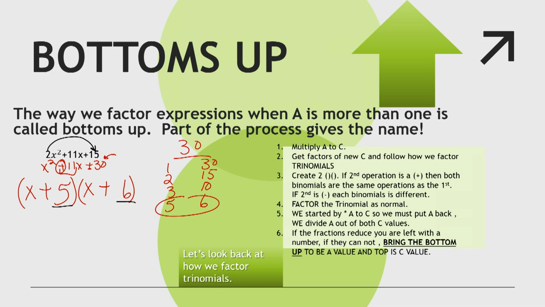I'm dividing what I multiplied, which is my 2. 6 divided by 2 is 3, so I am reducing and getting a whole number. 5 over 2 will not reduce to a whole number, so what I'm going to do is bring my bottom up, and I have 2x plus 5. So I took my trinomial, where my A is greater than 1, factored it, and got my two binomials, 2x plus 5 times x plus 3. Check your math, check my math, and see what we've got.